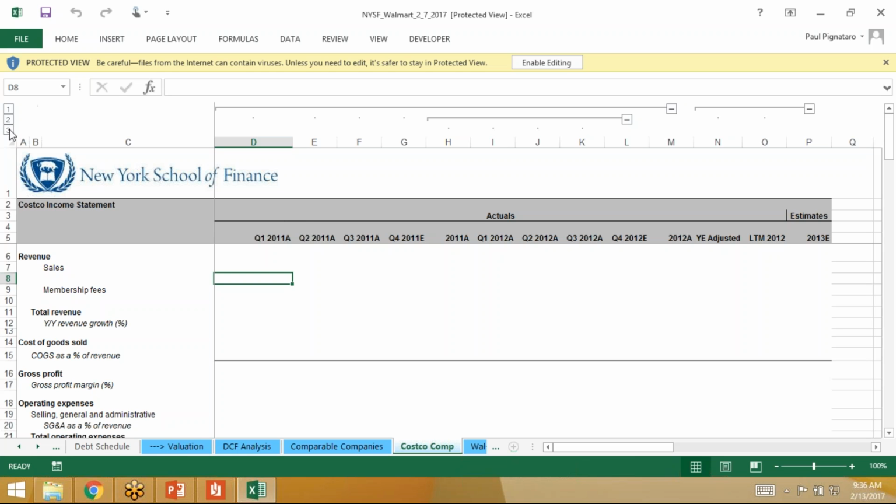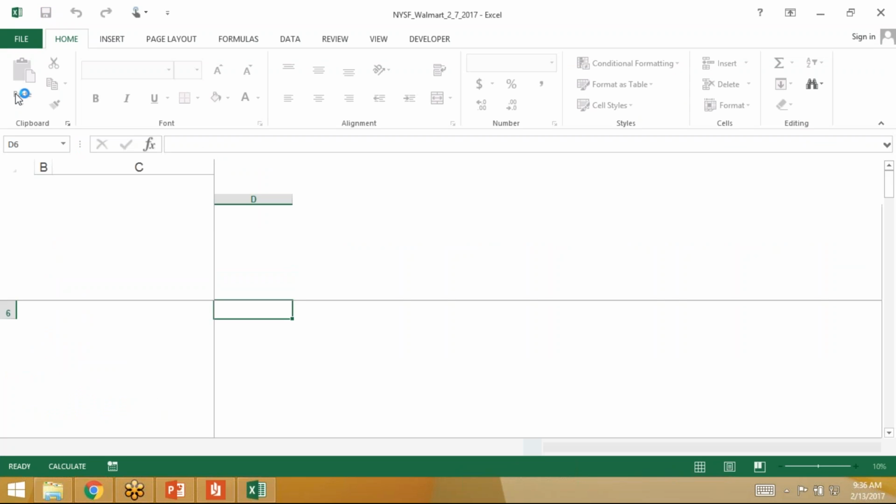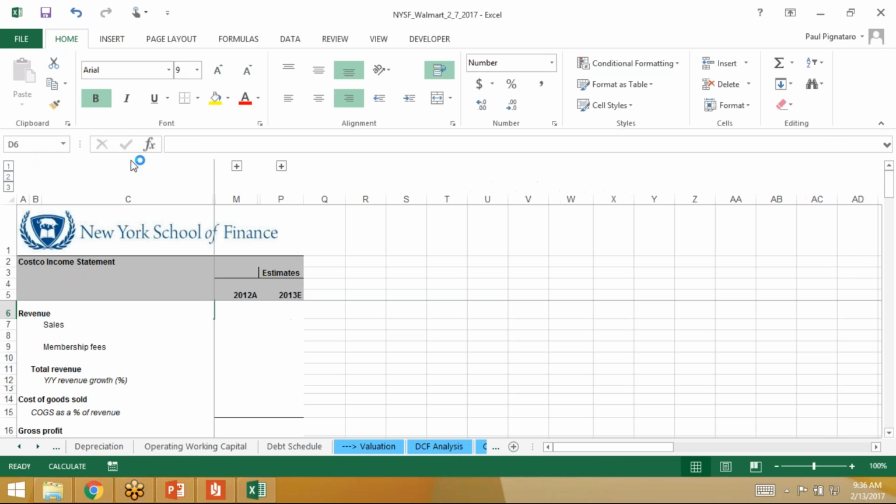So what I'm going to do is, I don't know if you guys know about grouping and ungrouping, but if I hit 3, I have to enable editing. I don't know why it asks me that. Okay. And then I'm going to hit 1, and it's going to close everything, leaving me with just the 2012 numbers and then projected estimates. Let's just start analyzing this on an annual basis.